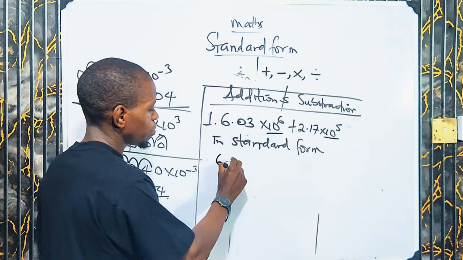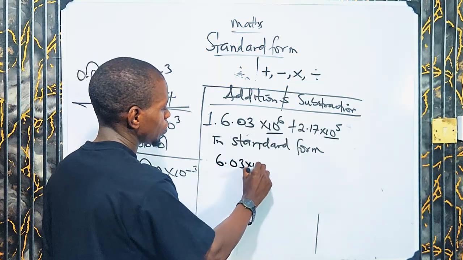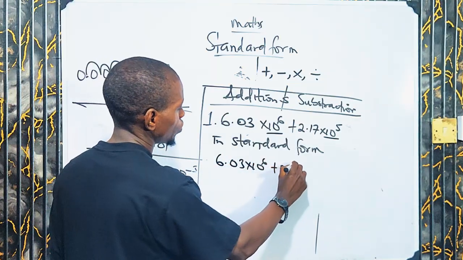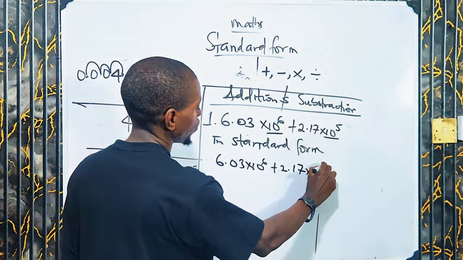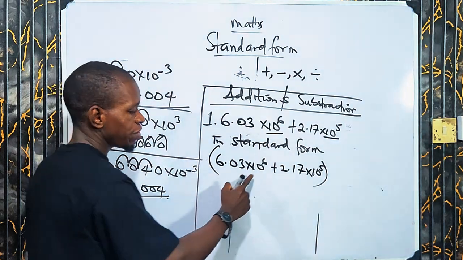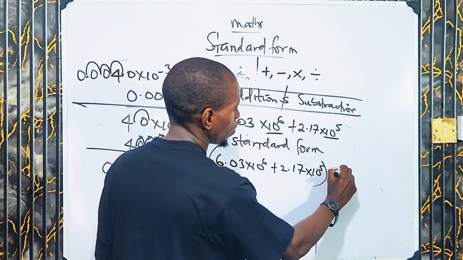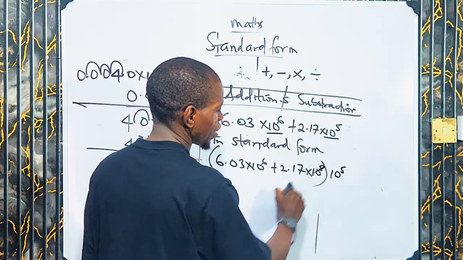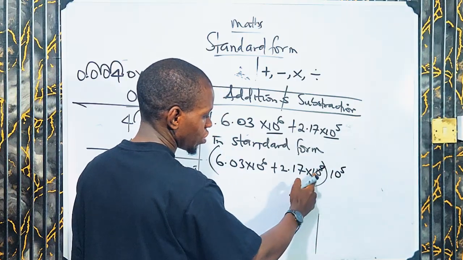I can just say 6.03 times 10 to the power 6 plus 2.17 times 10 to the power 5. Then I'll now talk about common factor. What is the common factor? Our common factor is 10 to the power 5. If you cancel one of the 10 to the power 5, this one has gone.